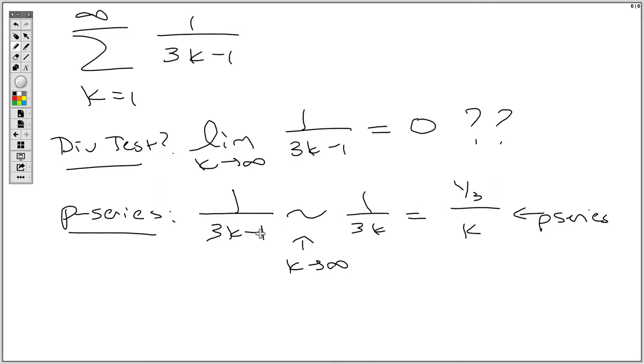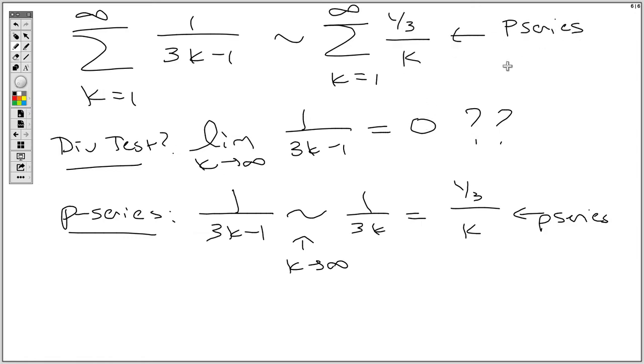So it's not a p-series, but in the limit it looks like a p-series. So what test can I use here? Yeah, limit comparison. All right. So this series resembles the sum from k equals 1 to infinity of 1/3 over k. This is a p-series. What's the power of p here? What's the power on the k?